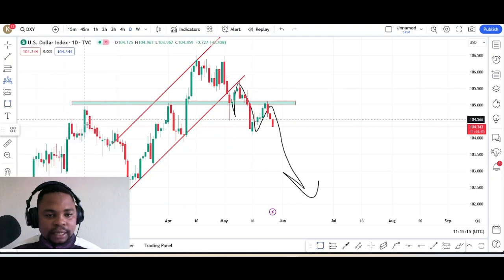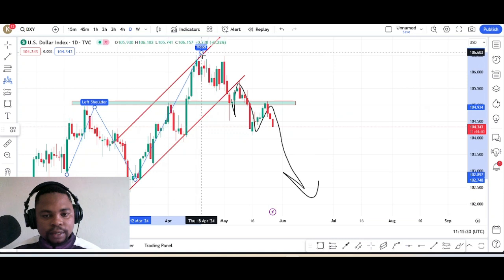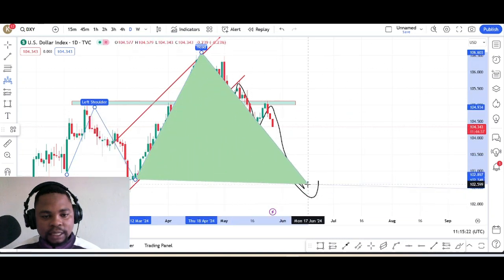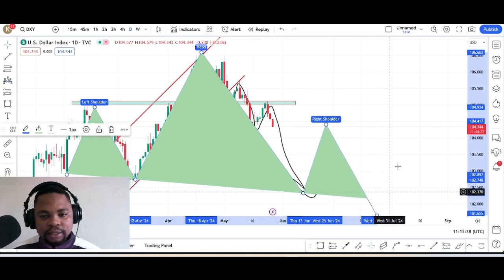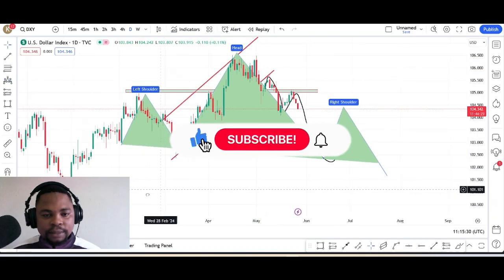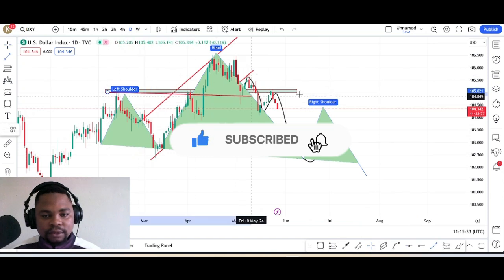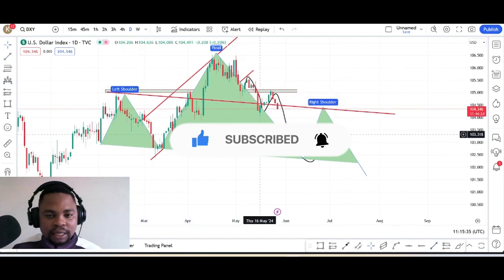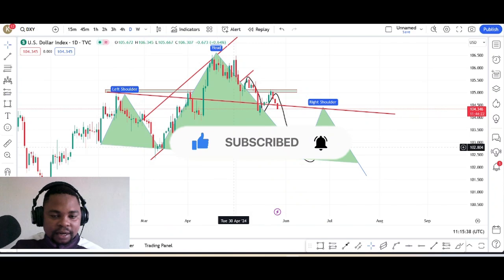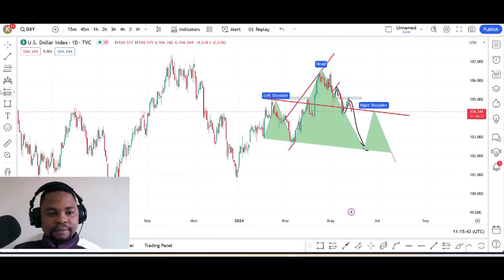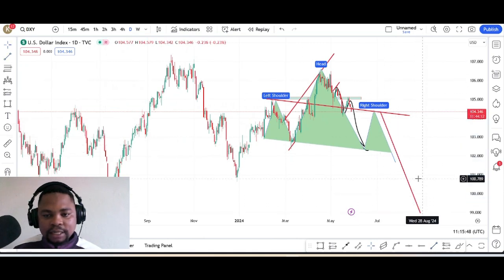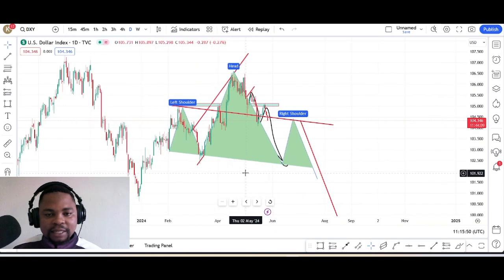So basically there it is. It's gonna be more of a structure like this. When I draw it like this, I'm expecting DXY to give me something of this nature. I'm expecting it to come within and continue selling downwards and come back to test, and then from there I'm expecting it to move downwards until down there. So that's another possibility I'm looking at.